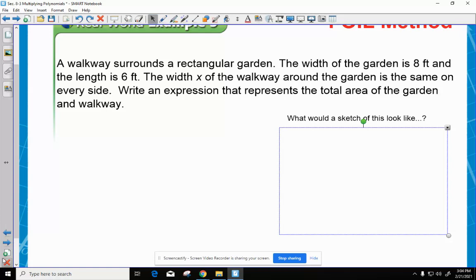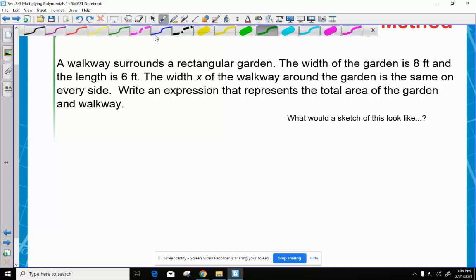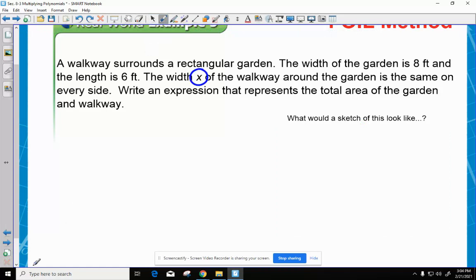Okay, I know the garden is 6 by 8. There is a path around the garden, almost like a border, and it's the same on all sides. I don't know what it is. All I'm told is that it's X units, whatever that X happens to be. I'm not here to try to figure that out right now, so don't try to give it a number. Don't say, oh, it looks like 3 or it looks like a 2. Nope, I don't know what it is. My question is to write an expression that represents the total, the garden and the walkway.